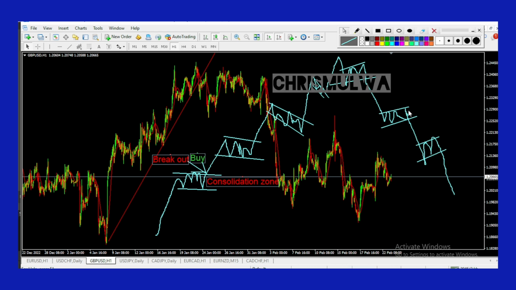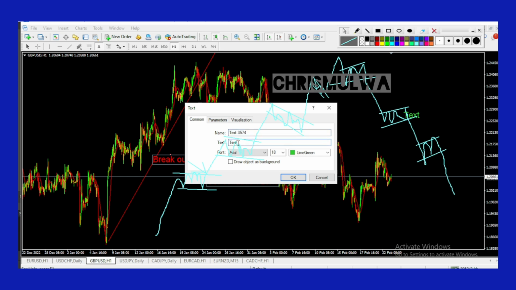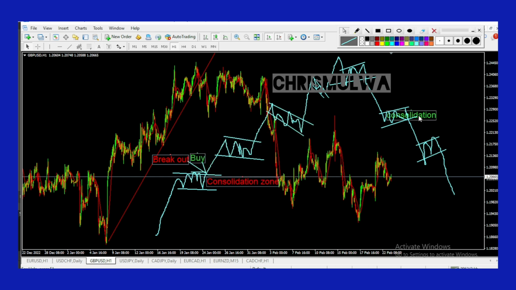After this one, this is the consolidation zone. So this is again a consolidation. Let me place this. So this is another consolidation. Or the correction, but let us use consolidation because let us assume that it's an area like this one where the market is not going anywhere. You see this area where the market is not going anywhere. So we say that it is a consolidation.